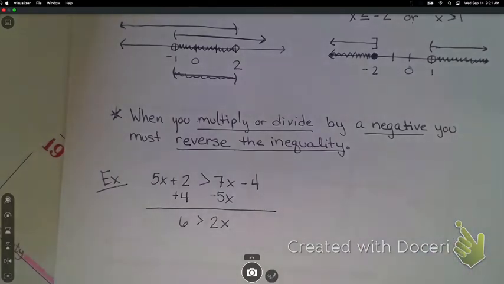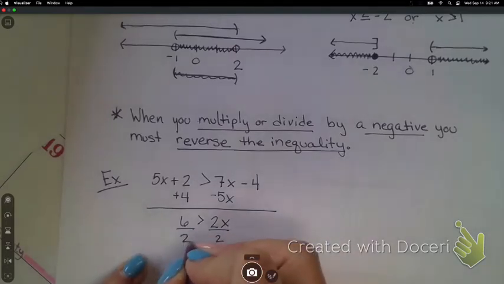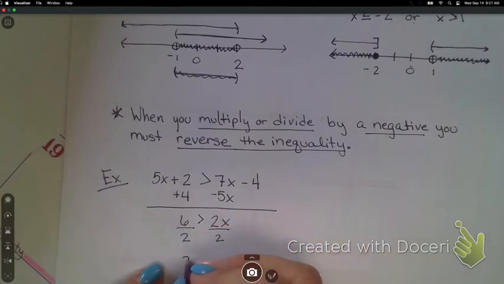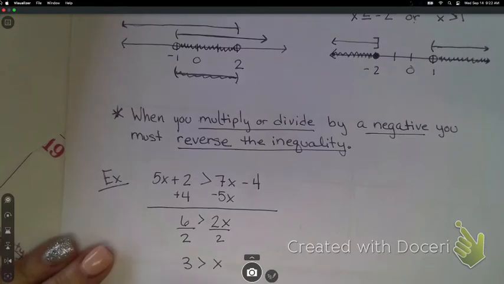The other one. Add the 4. Divide by 2. So 3 is greater than x. If that was a negative 2, I would have to switch my sign, but do I have to switch my sign? Nope. And then I have to graph my solution.